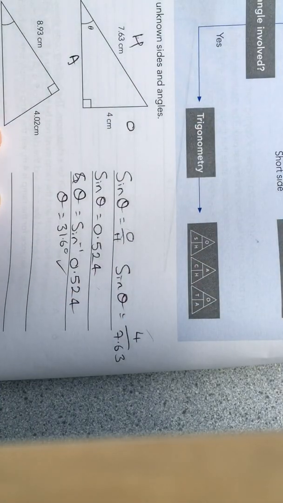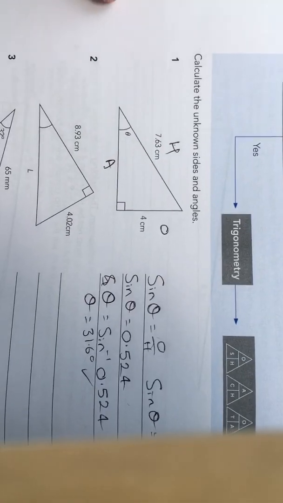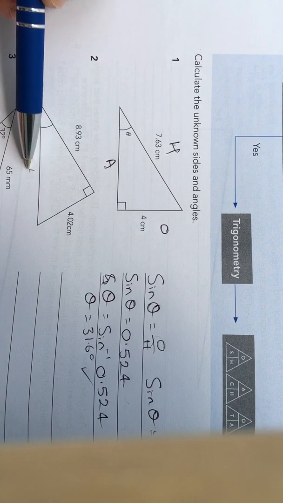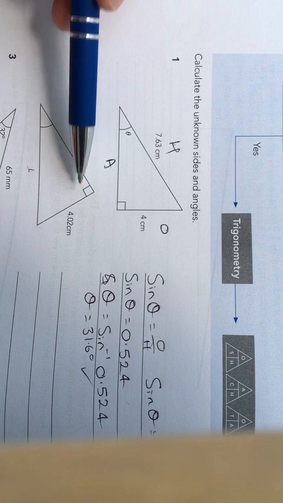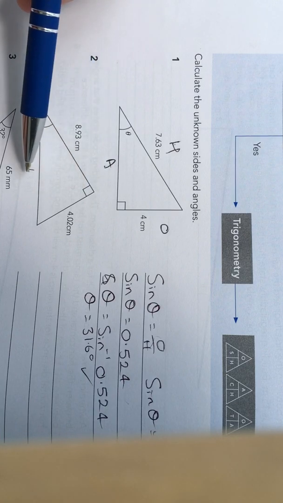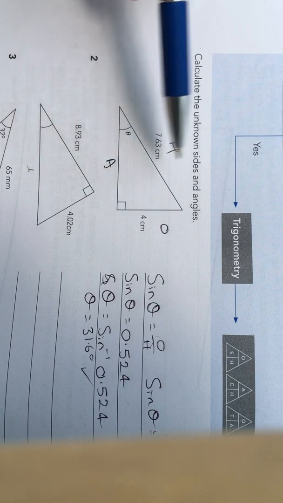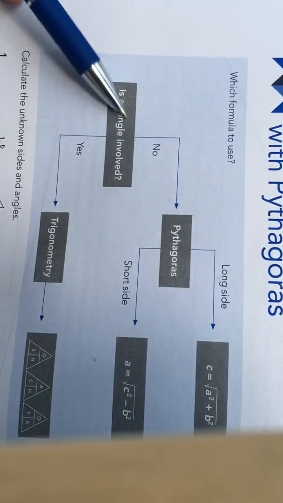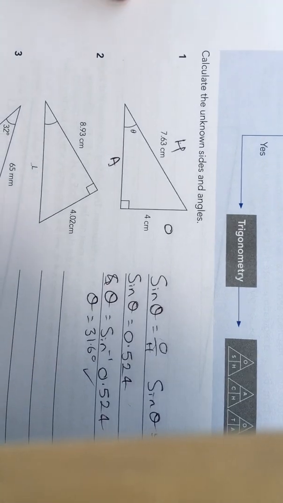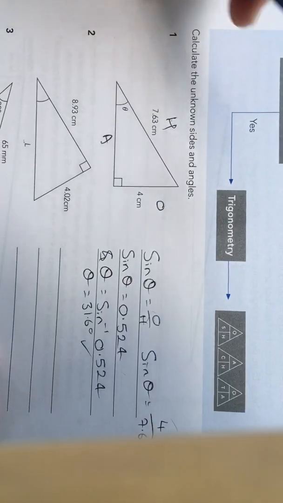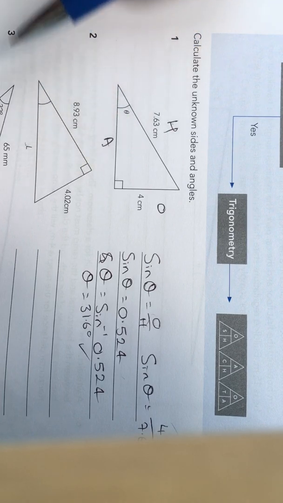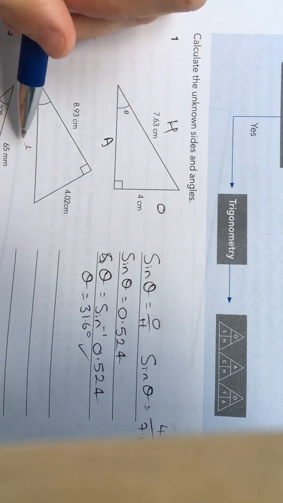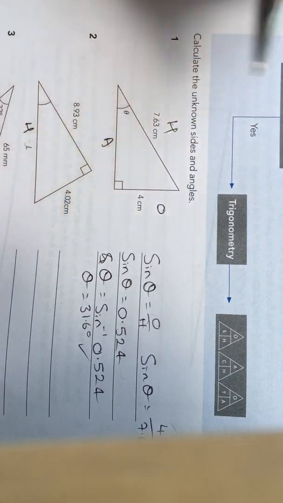Okay, second question, find this length L. Okay, we don't know any angles apart from the fact this is a right angle. We need to find this length. There's no angles involved, so we look back at this. Is there an angle involved? No, so we need to use Pythagoras. Don't need to use trigonometry at all in this case. Are we trying to find the longest side, the hypotenuse, or one of the two shorter sides? So we look opposite the right angle, so it's the hypotenuse.